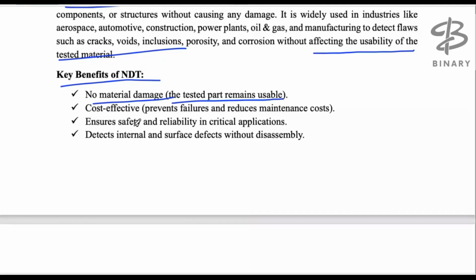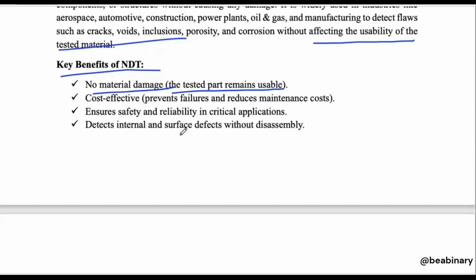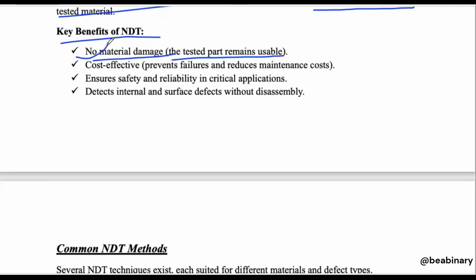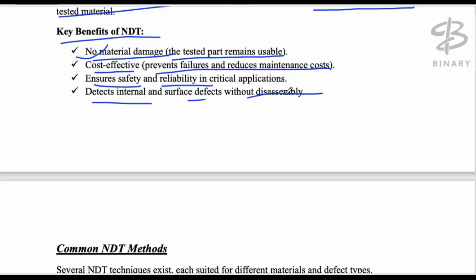Okay, so here it is a very good advantage that after taking the test, you don't have to waste that material, waste that component, waste that product. You can use that product. So it is a very good thing. So here we can save the cost. That's why here the cost is effective, prevent the failures and reduce the maintenance cost, ensure the safety and reliability in critical applications, detect the internal and surface defects without disassembly. So without disassembling the product, we can detect the surface defects and all that.